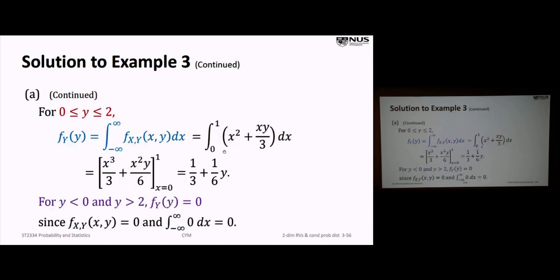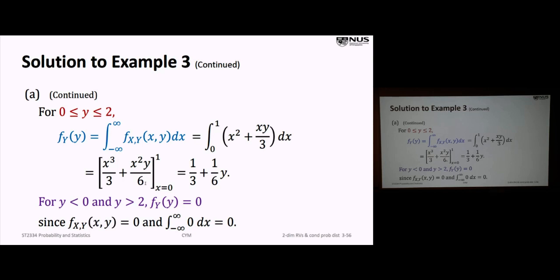Now the marginal for y. Again, if y does not lie in the interval 0 to 2, the marginal PDF is 0, so I only focus on this case. And so by definition, the marginal PDF of y is the integral over all possible values of x of the joint PDF of x and y. Again, x goes between 0 and 1, and this is my joint PDF I had before. And now my task is to integrate this function explicitly with respect to x. So the integral of x squared is x to the 3 over 3. The integral of x times y over 3 is x squared over 2 times y over 3, which is x squared y over 6. Looks pretty much like the question we had before.